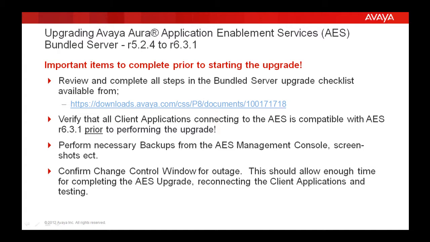You also need to verify that all client applications connecting to the AES are compatible with AES release 6.3.1 prior to performing the upgrade. Ensure that you perform the necessary backups and take screenshots of the AES Management Console or web page. Also confirm that you have an approved change control window to perform the upgrade. The change control window should allow enough time for you to complete the AES upgrade, reconnect the client applications, and complete any other testing that may be required.